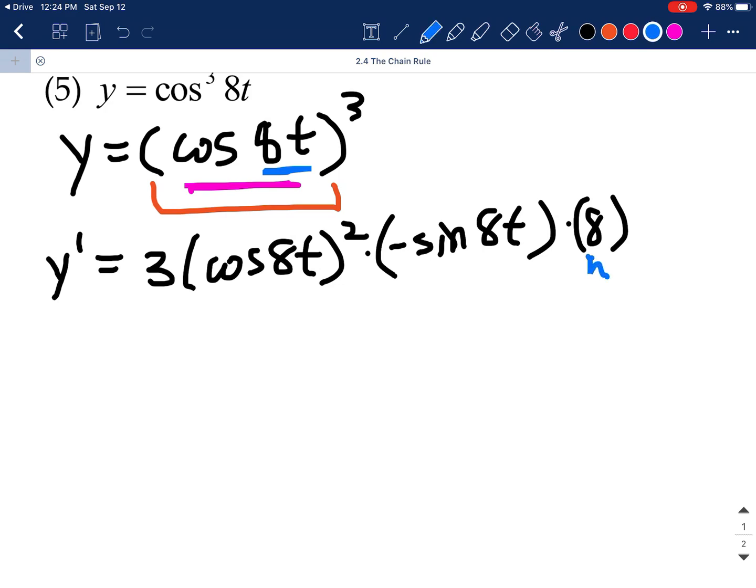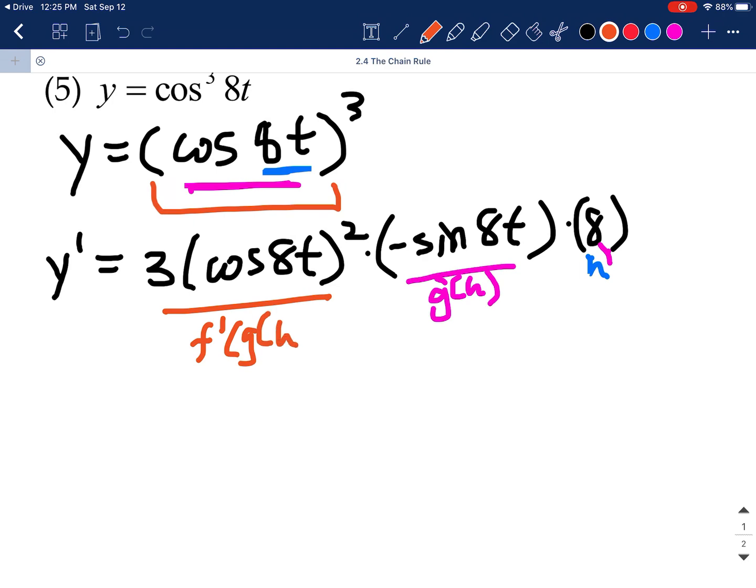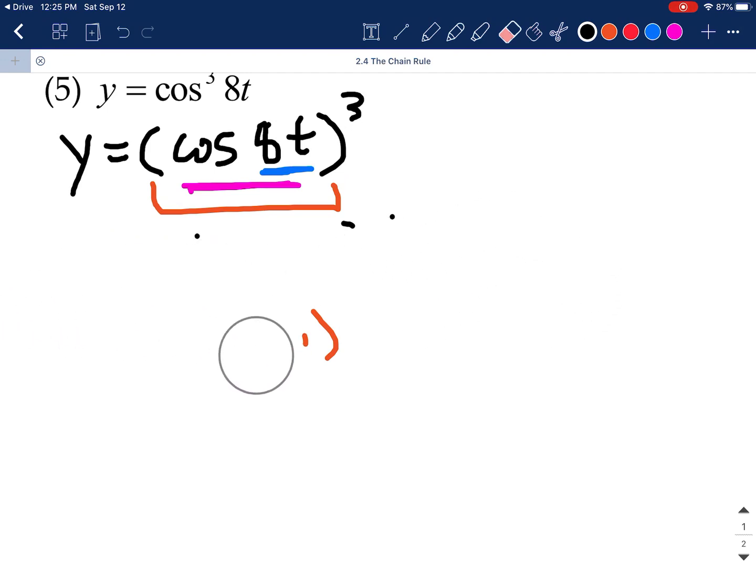So note, this is going to be h. This is going to be g of h, or g prime of h, sorry. This is h prime. And then this is going to be f prime of g of h. So this is that nested composition of functions. So that's what our answer would be. Now let's go back here and look at what we could do if we were going to do substitutions.